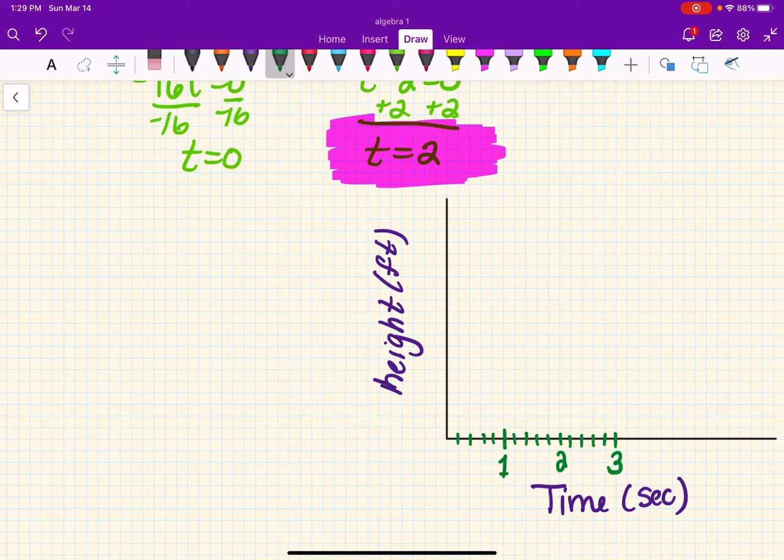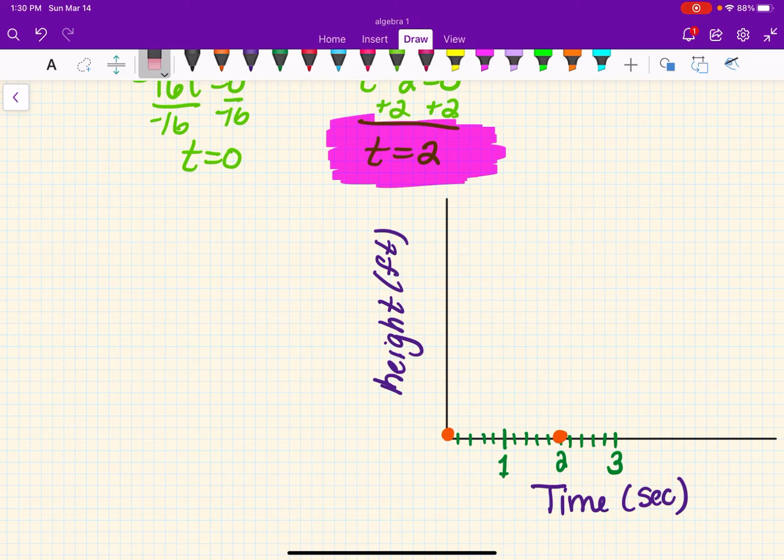Okay, so we already know two points on this parabola. The 2 points we know are 0, 0, because we threw it from the ground, and then it hits back at the ground at 2. What we don't know is what this part looks like. Does it go up really high? Does it come up low? Does it go up like this? So we have to figure out the vertex in order to know how high this ball goes, okay?